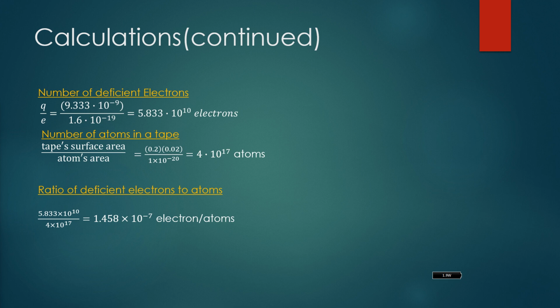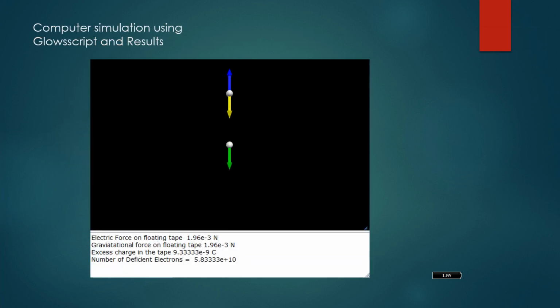electrons per atom. This is a computer simulation of the experiment using GlowScript. We can see the results here. The top particle is tape B while the bottom particle is tape A. We can see the forces acting on them in the simulation. Forces acting on B are equal and in opposite directions. Therefore, it results in a stationary state, or floating state. The green arrow is the electric force on tape A from tape B.